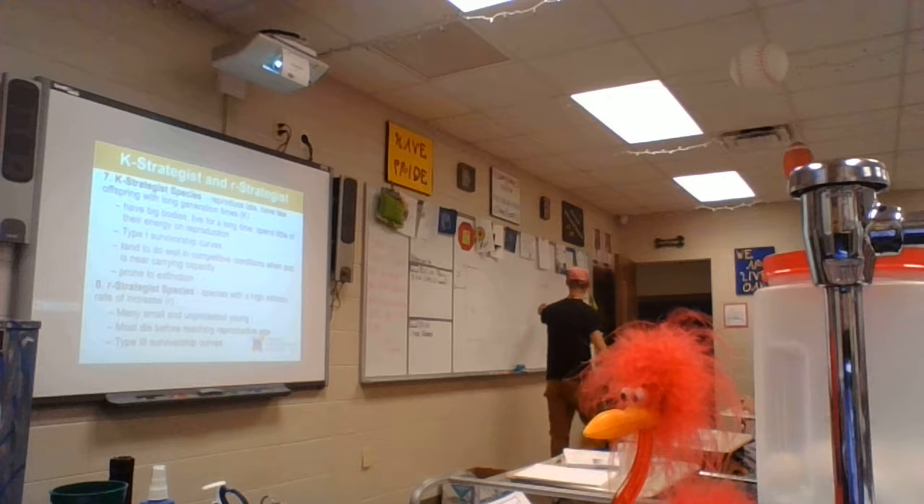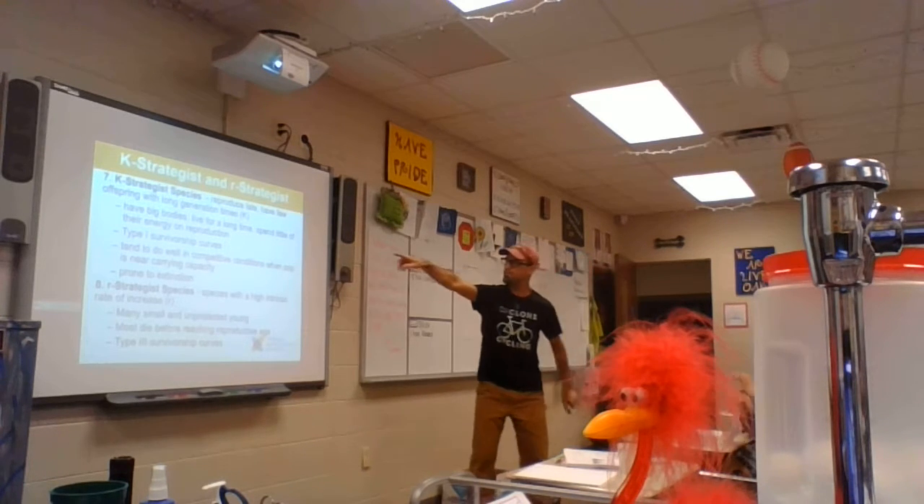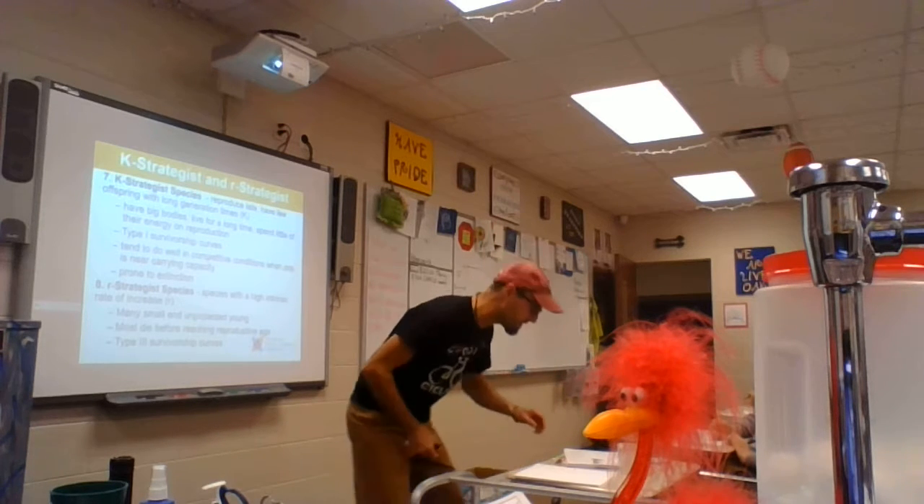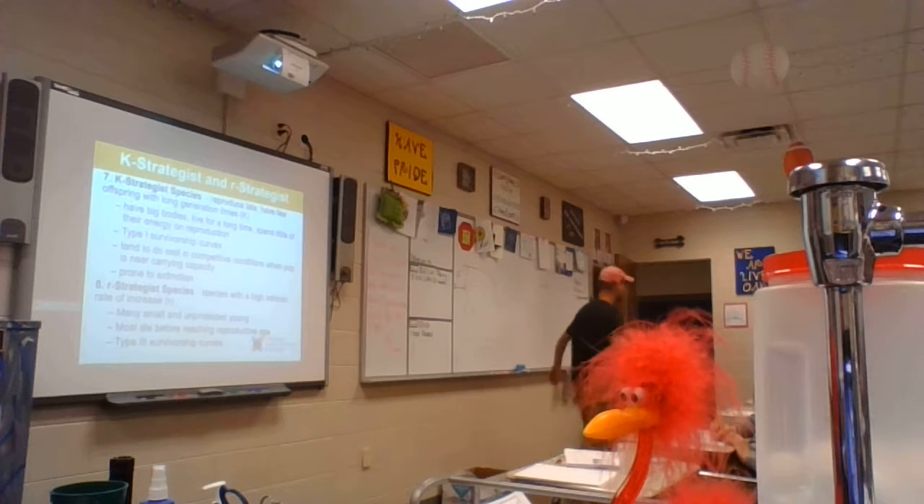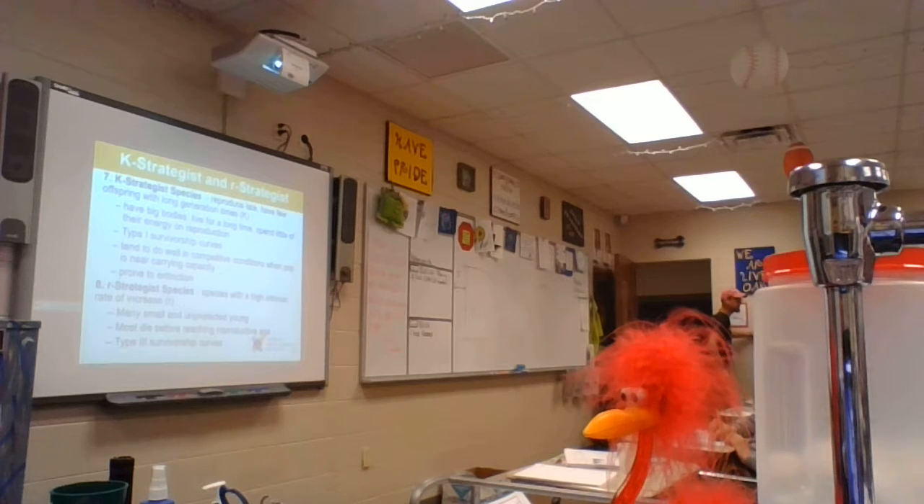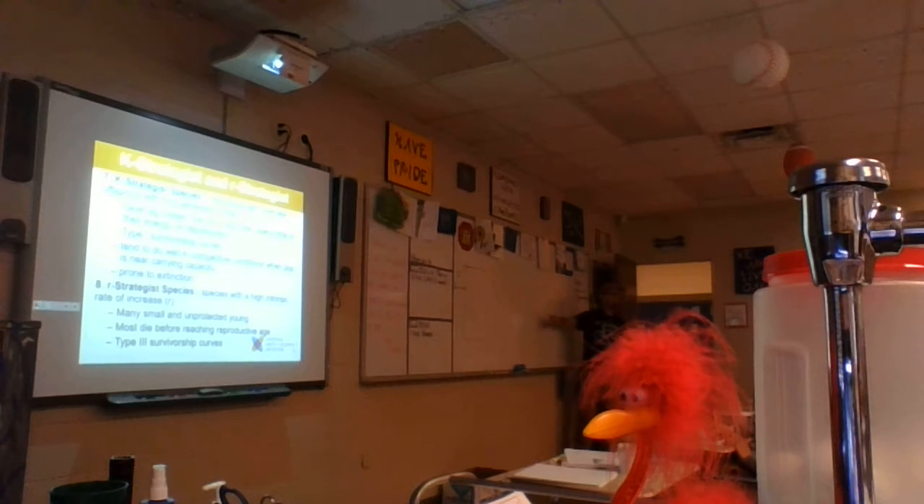All right, remember this graph? This is another way of describing this. Look, you've got K strategists and R strategists. This is number 7 and 8 on your sheet. This is another way to describe the same thing. How is it that a species survives? Well, some of them are K, some of them are R. Remember this graph that I drew? An R species would be one who is surviving because they have a high growth rate. Their population can make lots of babies.